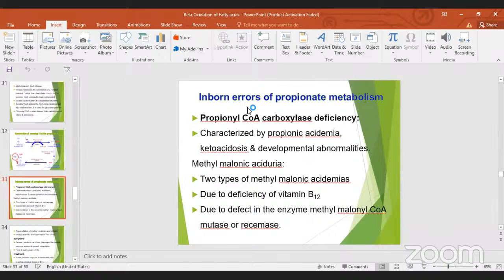Now, this is the total. This is the total fatty acids, lipid metabolism, completed. In your syllabus, the total portions are beta and alpha oxidations only. These are the total completed.